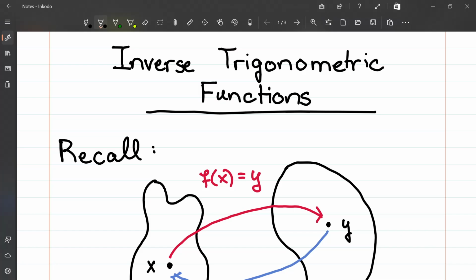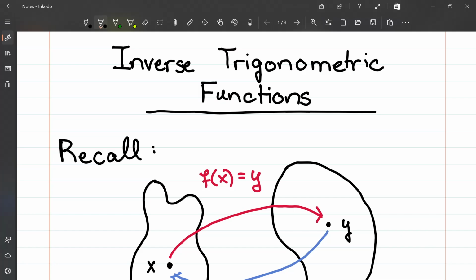Hello everyone and welcome to this video lecture on inverse trigonometric functions. Now this video is specifically pitched at my students at the University of South Florida. We were working on inverse trig functions this past week, which would be section 4.6 in our notes, and we got some of it done, but not all of it. So I'm making this video as a supplementary lecture to make sure we get through all the information and that you are all prepared for upcoming exams.